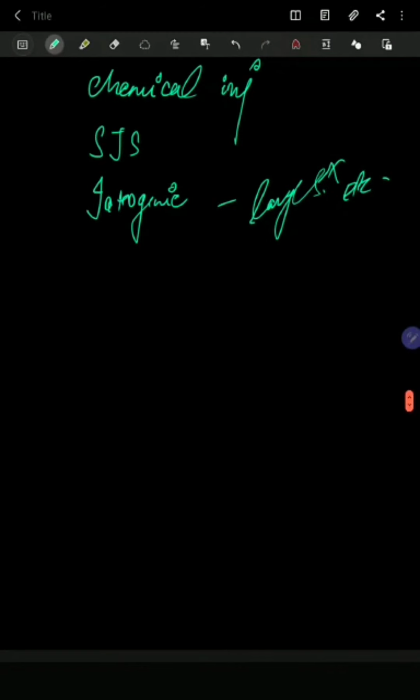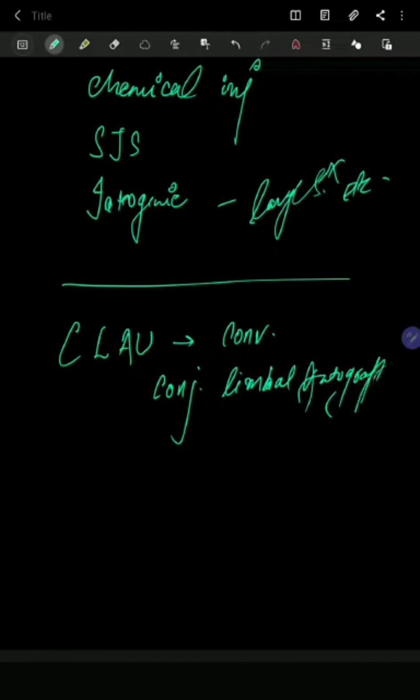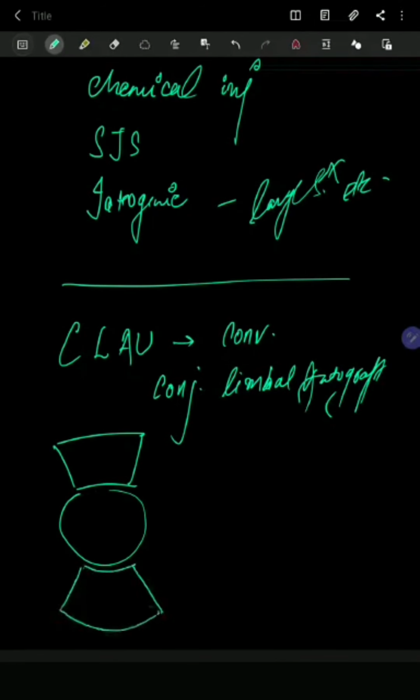So is there any other method by which limbal stem cell deficiency can be tackled? Conventionally, people used to do what is known as CLAU. It is a conventional method and it stands for conjunctival limbal autograft. In this, two conjunctival as well as limbal lenticules were taken from the contralateral eye and they were placed limbus to limbus and the conjunctival part to the conjunctiva on the diseased eye.